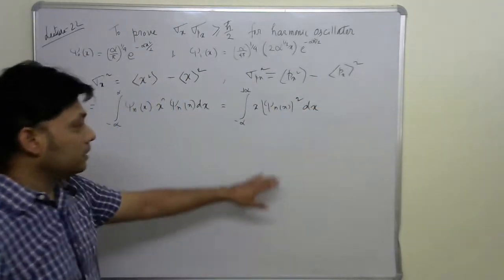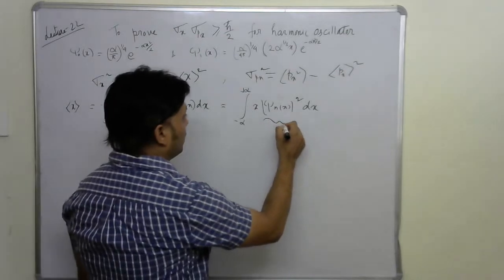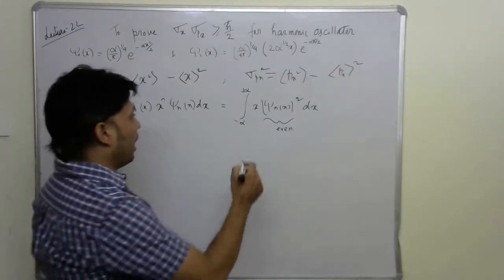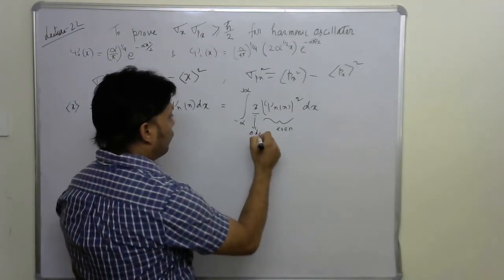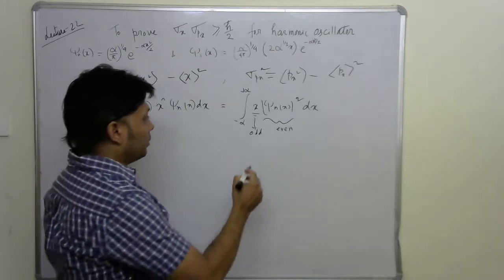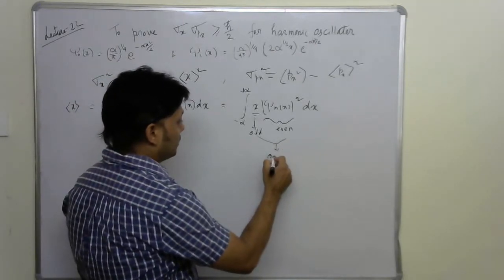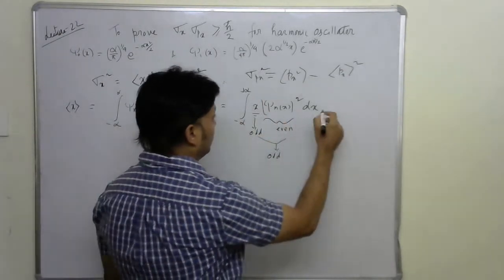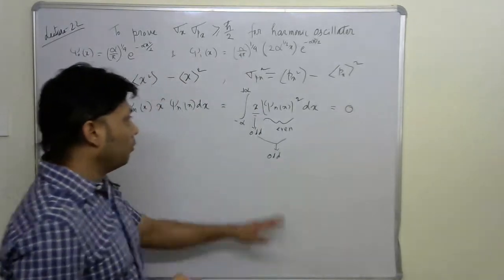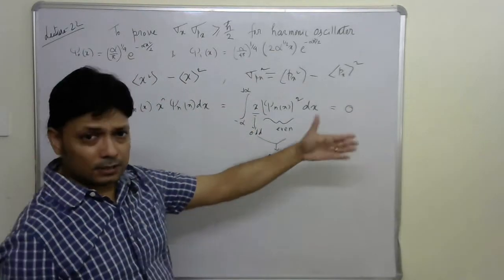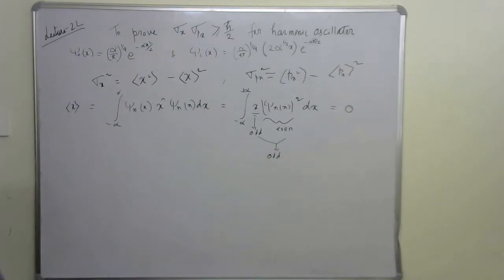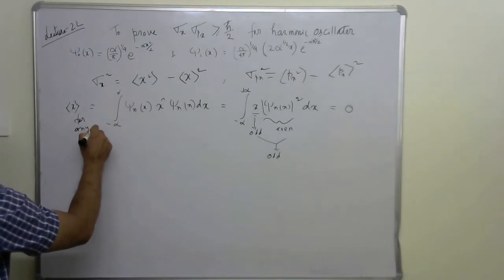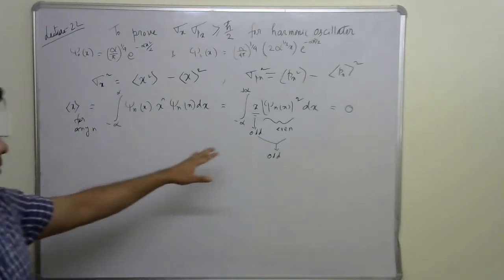Now let's take a look at that. This part is an even function for any value of n, whether n is even or odd, and x is an odd function, as we have already known, so together this gives us an odd function. By definition, the integration of an odd function over dx from minus infinity to plus infinity is equal to 0. So for any n, even or odd, the average of x is 0.